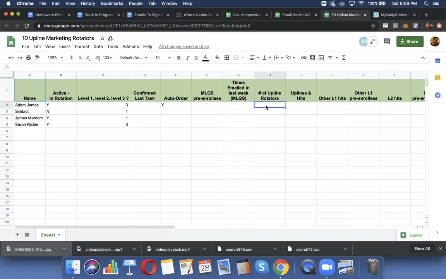Number of upline rotators that you're in. So you might be just getting started and you're only added in 1 upline rotator. This would say 1. If you've been added to 5 upline rotators, this would say 5. If you've been added to 10, of course 10, and it shouldn't be more than 10. A person shouldn't be added to more than 10 different upline rotators.